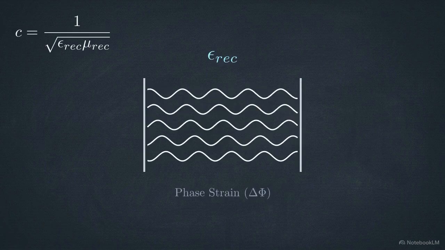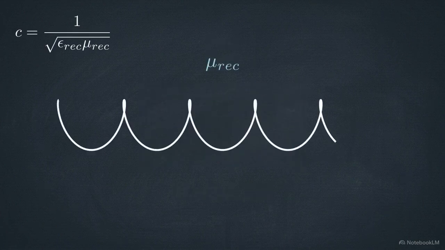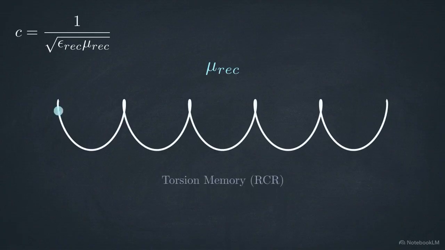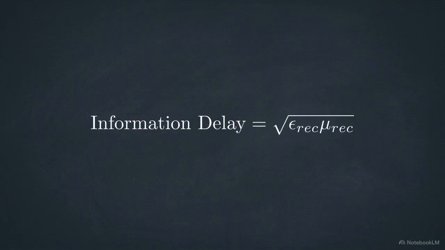Epsilon rec governs the substrate's capacitance, how much phase strain the field accumulates per unit of coherence input. Mu rec measures the substrate's inductance, or its resistance to torsion memory discharge. Their product establishes the absolute information delay of the substrate. This geometric mean sets the limit for how fast information can resolve across space.